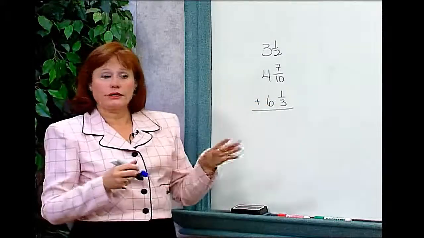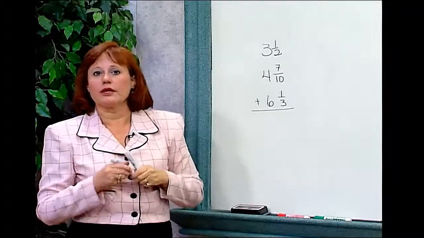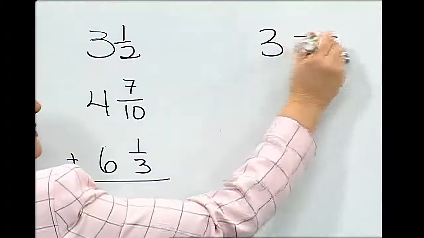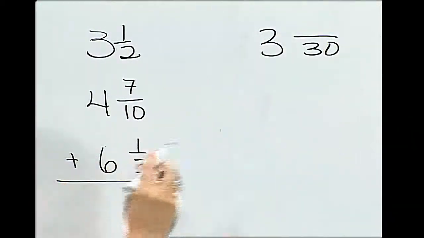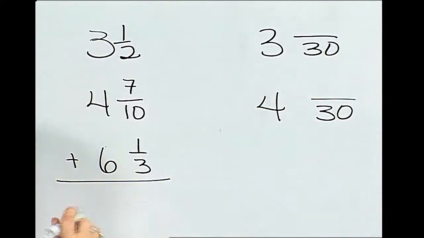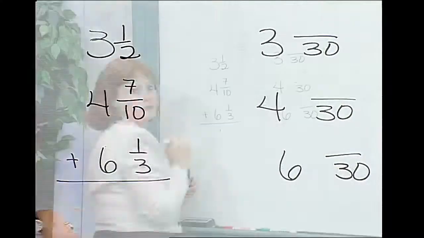So what I'm going to want to do is change each of these mixed numbers to mixed numbers that have denominators that are the same. This problem will become 3 and something over 30. The second problem will become 4 and something over 30. And the final problem will become 6 and something over 30.